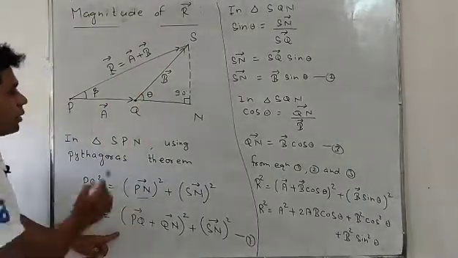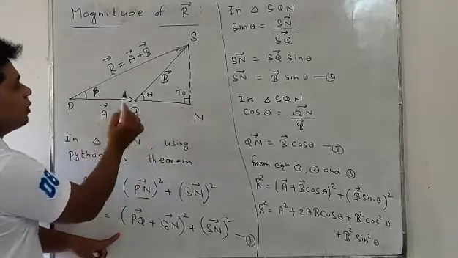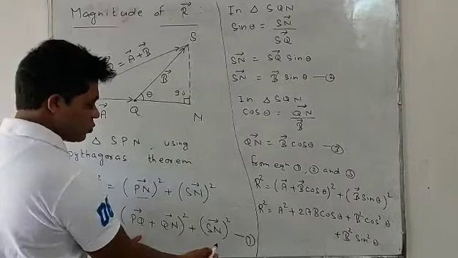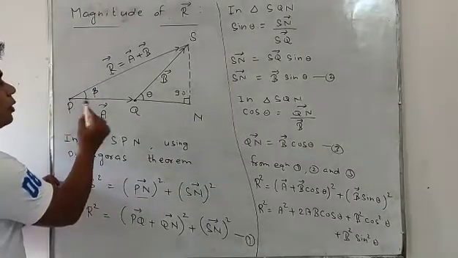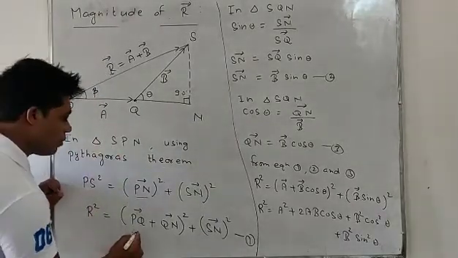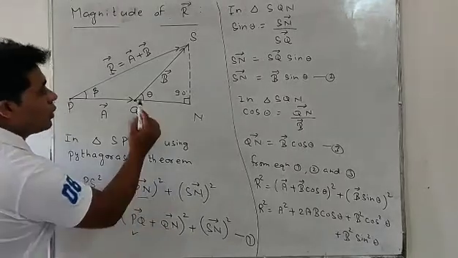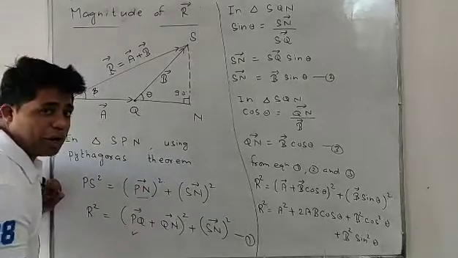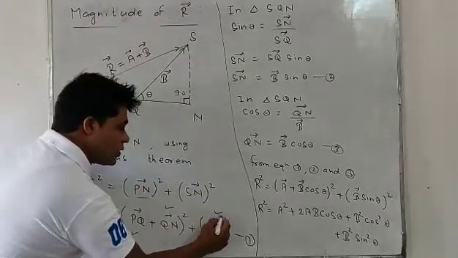What can we write as Pn? Pn is written as PQ plus Qn, plus Sn square. What is PQ? PQ is representing vector A. So we have PQ. Qn is not here, and Sn is also not here. So what do we have to find? We have to find the value of Qn and Sn.